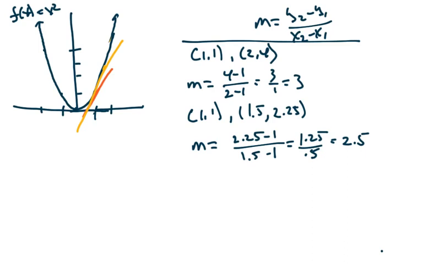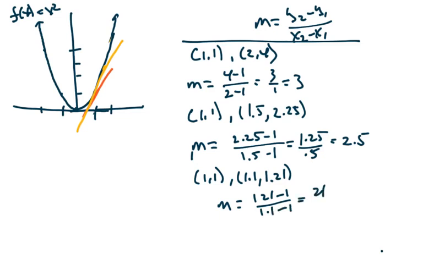Well, 2.5, you can see, is still a little bit bigger than this line. So what we want to do is get a more accurate reading. So I'm going to choose a point that's even closer to it. An option that I have to get even closer is to use, how about 1.1? If I choose 1.1, my y value would be 1.21. And if I go ahead and calculate the slope on this, you're going to see that I'm going to get a little bit more accurate a reading.